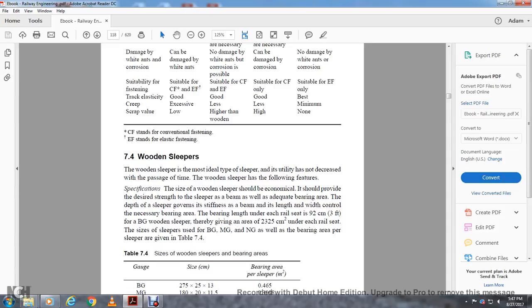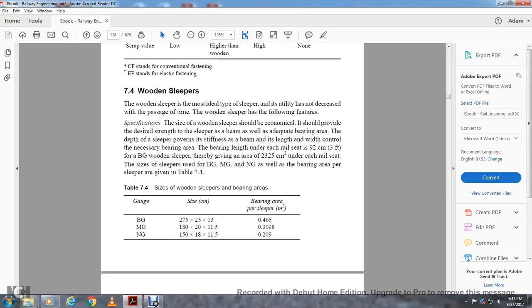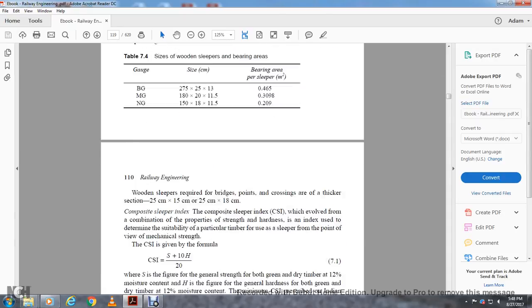The size of the sleeper for broad, meter, and narrow gauge varies, with varying bearing areas per sleeper, given in Table 7.4. Size of the wooden sleeper and bearing area: Broad gauge, 275 times 25 times 13, bearing area per sleeper 0.465 square meters. Meter gauge, 180 times 20 times 11.5, 0.3098 square meters. Narrow gauge, 150 times 18 times 11.5, 0.209 square meters.